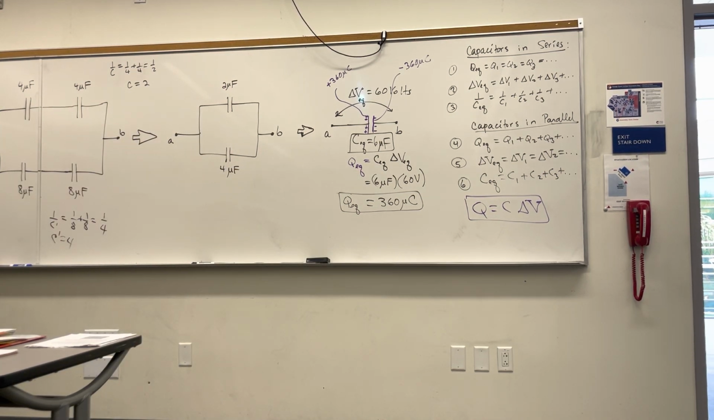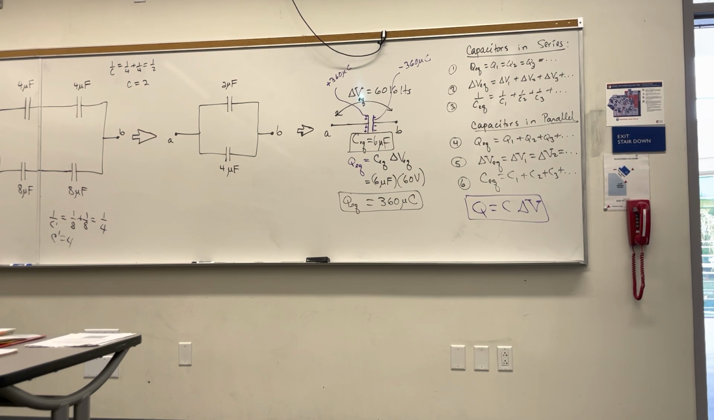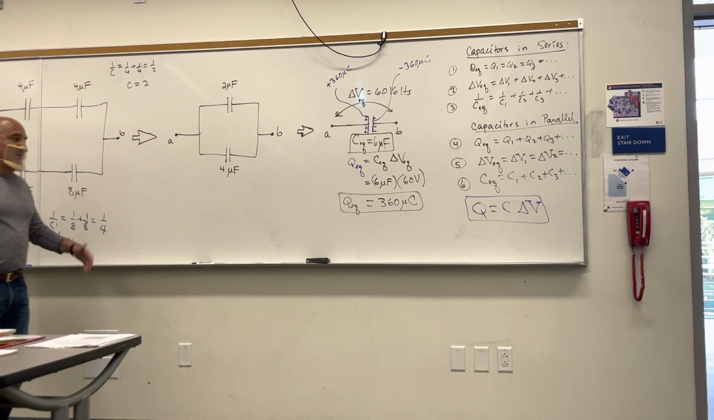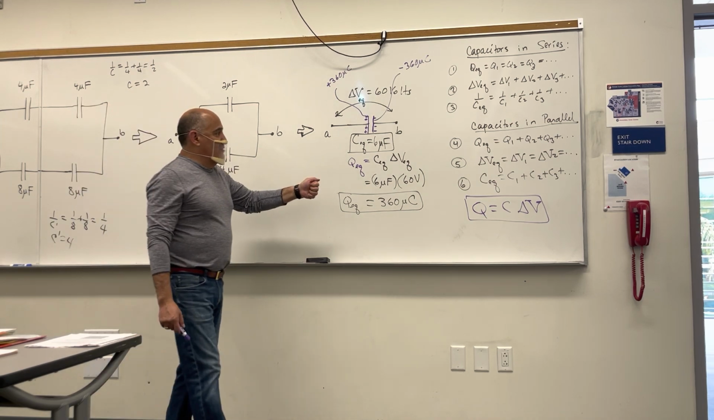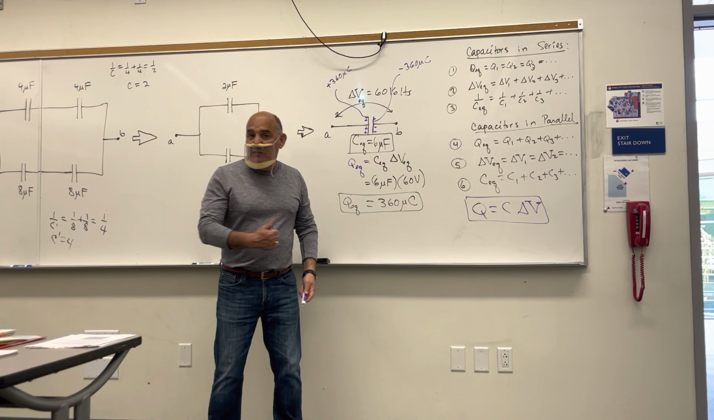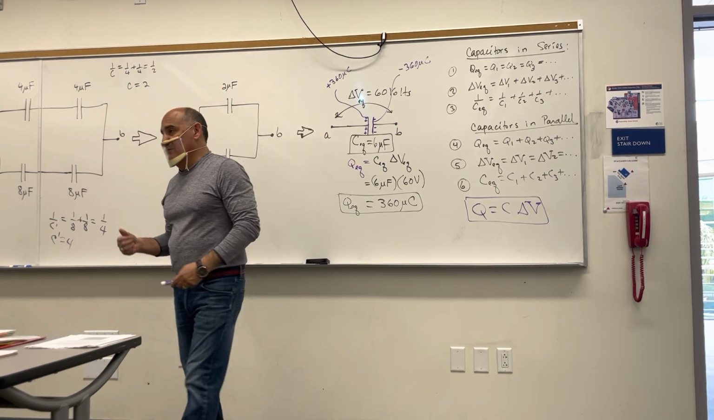Now, I haven't answered the question. The question was, what is the voltage across and the charge in each capacitor? What I just found was the voltage that was actually given. I found the charge and the capacitance of the capacitor that's equivalent to all of them. Now what I need to do is work backwards.